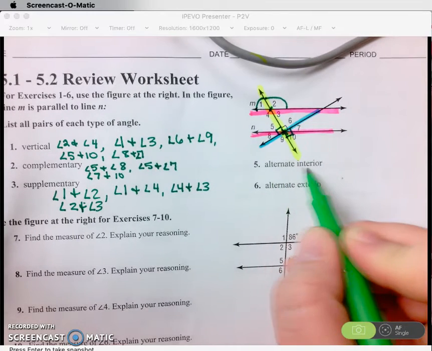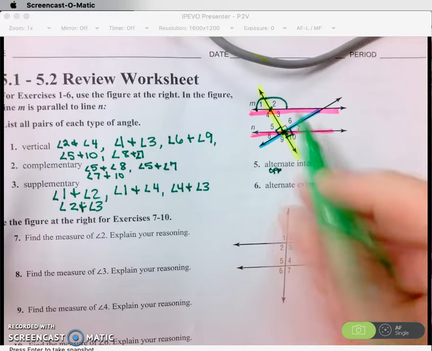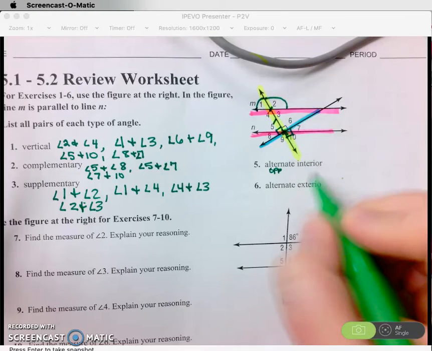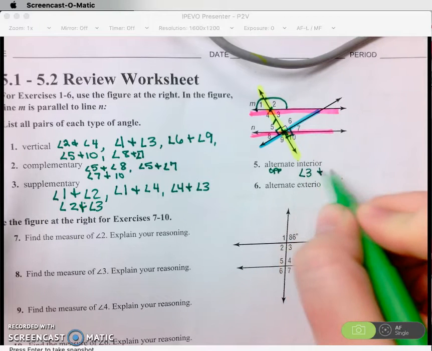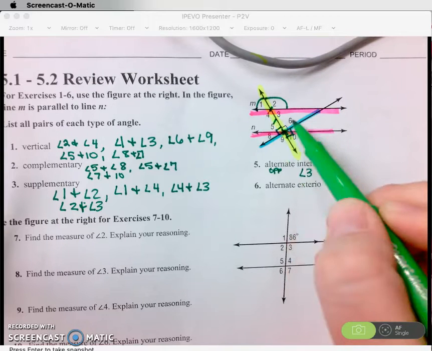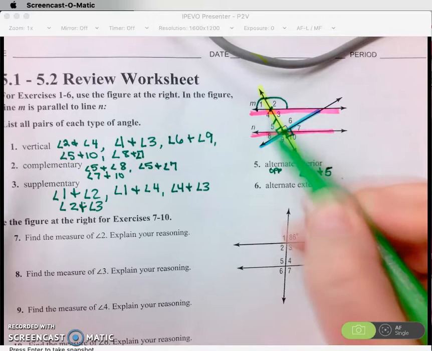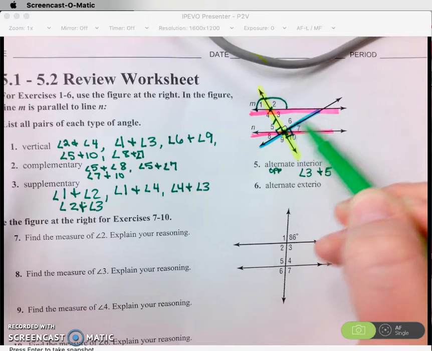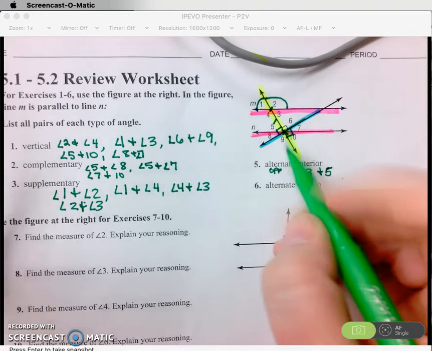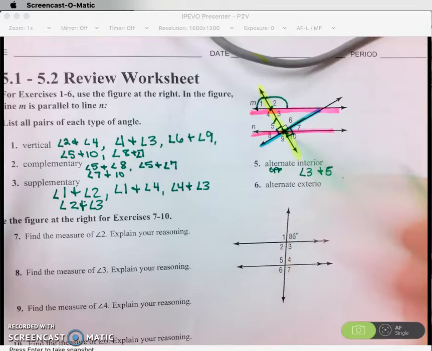Alternate interior. Remember, alternate is opposite. Interior is inside my parallel lines. So angle 3 and angle 5. If you notice, 4 and 6 would not be, because it's not inside the parallel lines, because we have this extra line here. Okay. Alternate exterior would then be 1 and 10.